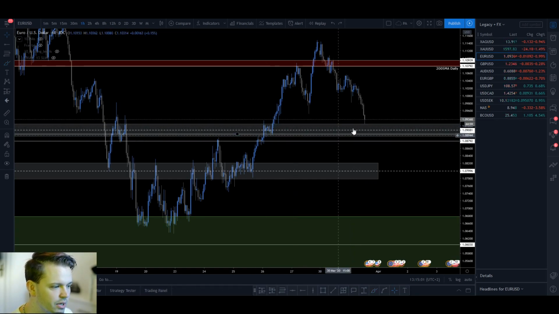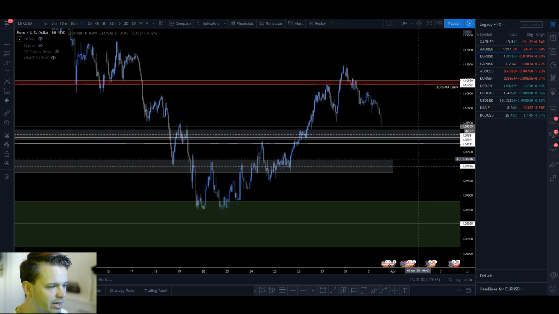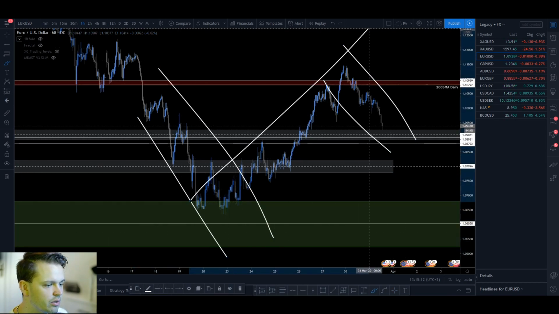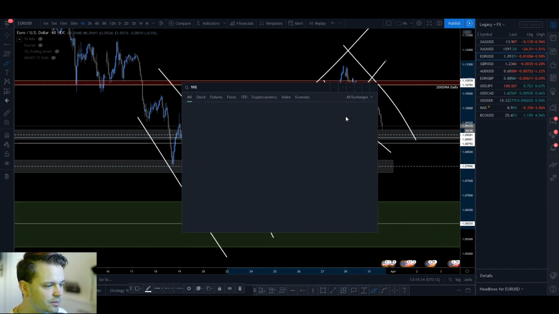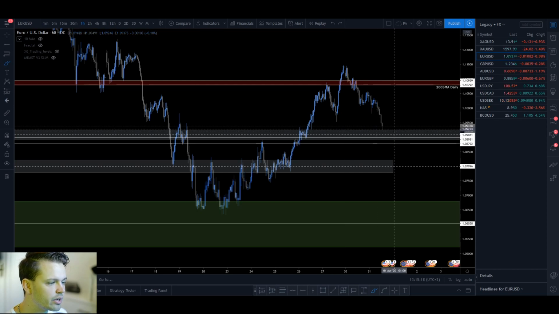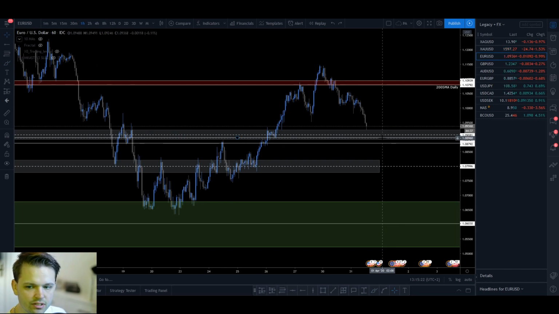I would not want to buy this blindly because we are right now breaking the uptrend. What we're seeing right now is a bearish break in market structure, so we are breaking this uptrend. You've got to be careful buying the first retest blindly on this one.